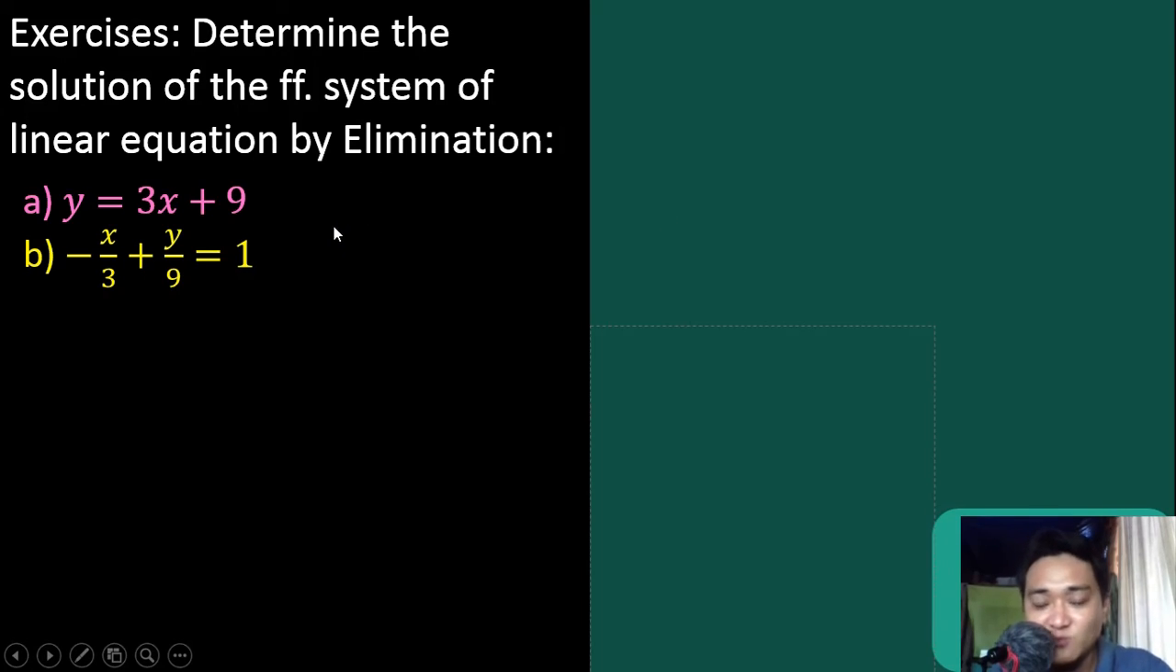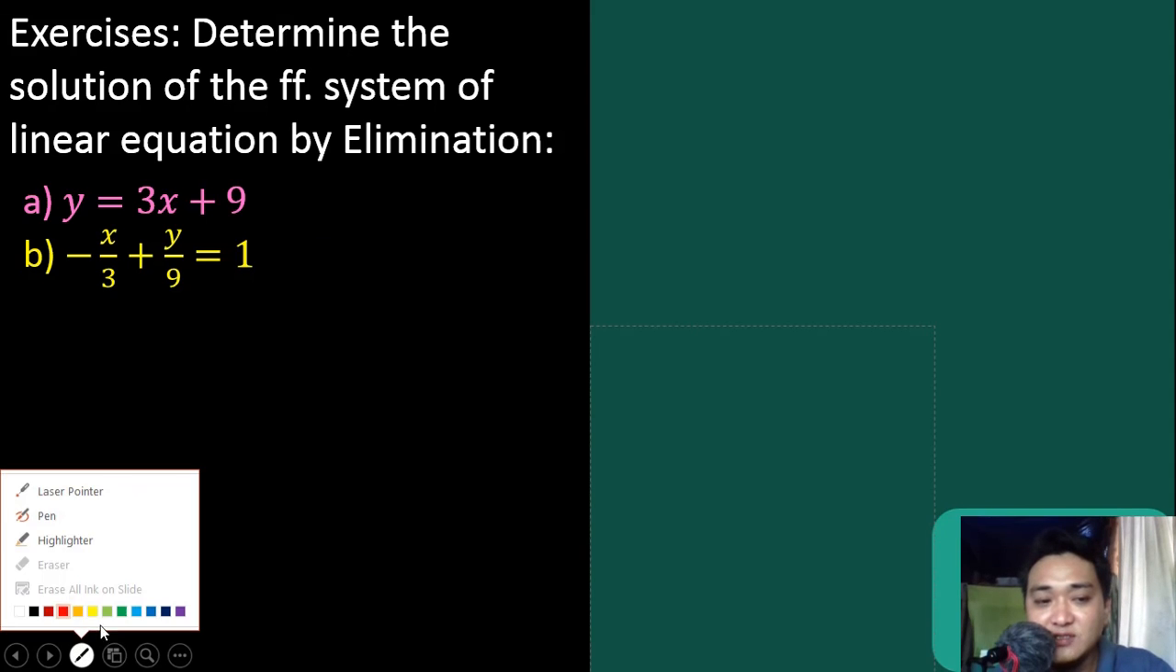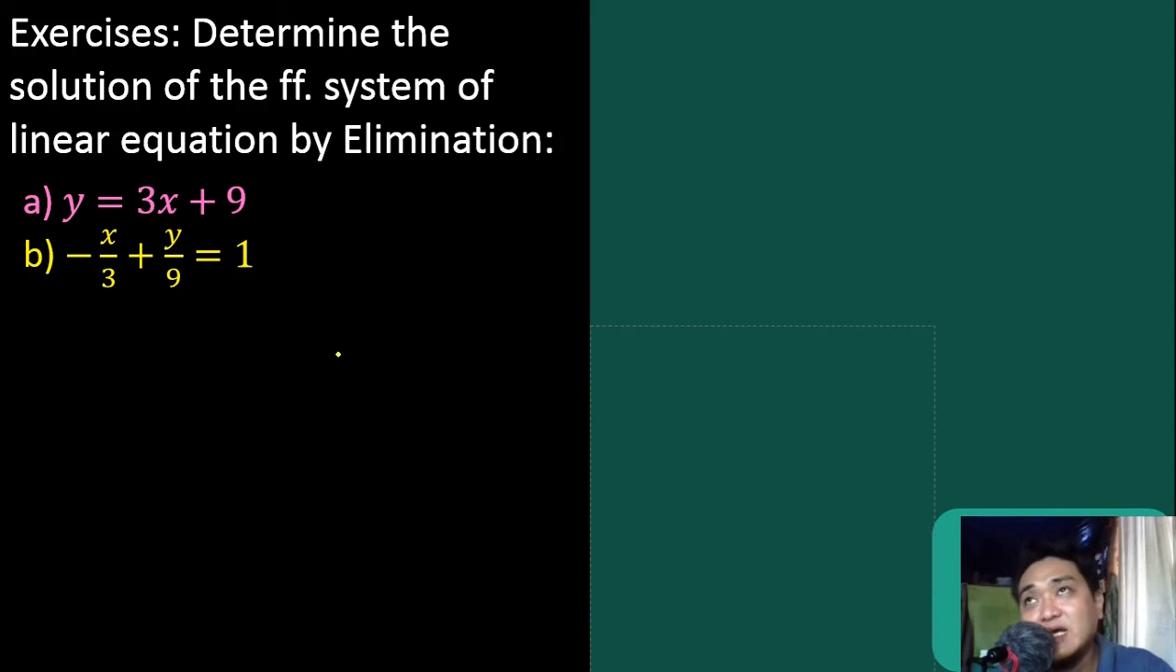Let us try one last example. We have y is equivalent to 3x plus 9, and we have negative x over 3 plus y over 9 is equivalent to 1. Yung isang linear system dito, kung maalala nyo po, na-share ko to in one of my videos, siguro sa transformation, intercept form po siya. Kitang-kita dyan yung x and y intercepts. Ayan.